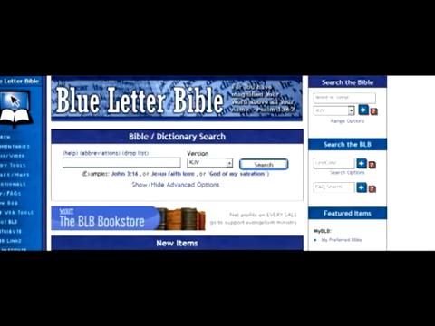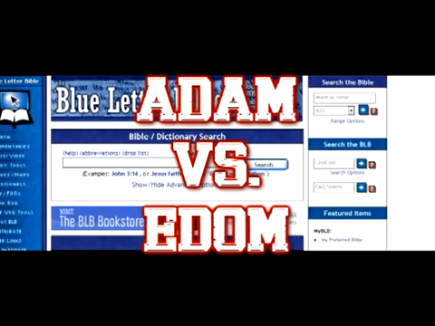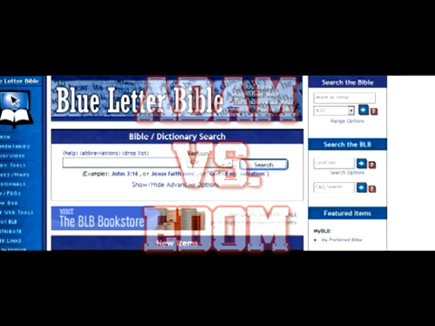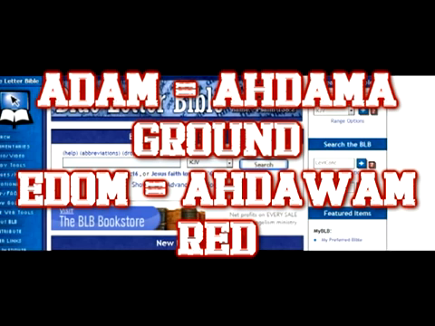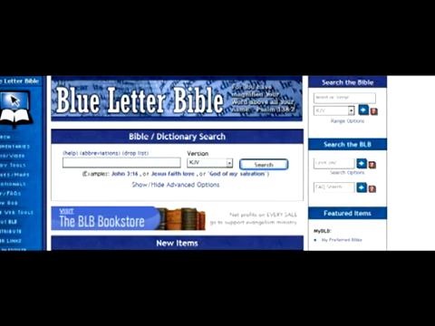In this particular show, we're going to be discussing the difference between Adam and Edom. As you brothers know, the word Adam comes from the Hebrew word Adama, which means ground, and Edom comes from the Hebrew word Adom, which means red. Those are two different words, and they have nothing to do with each other.